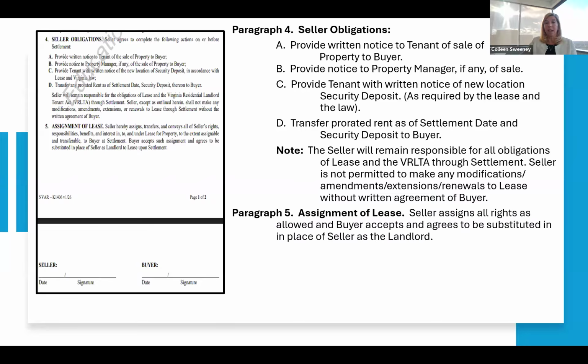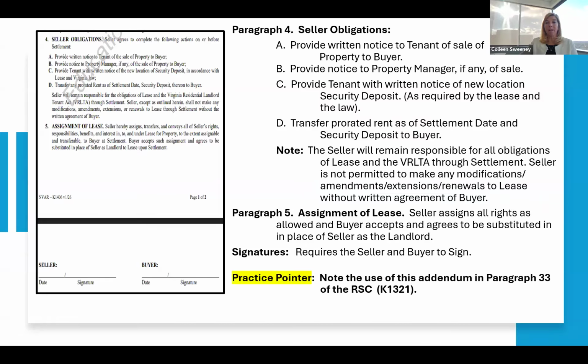All right, the assignment of the lease is in paragraph 5. Seller assigns all rights as allowed, and buyer accepts and agrees to be substituted in place of seller as the landlord. This is going to require both the seller and the buyer to sign. All right. Note again, if you're using this addendum, paragraph 33, the additions paragraph in the residential sales contract, you should note that.